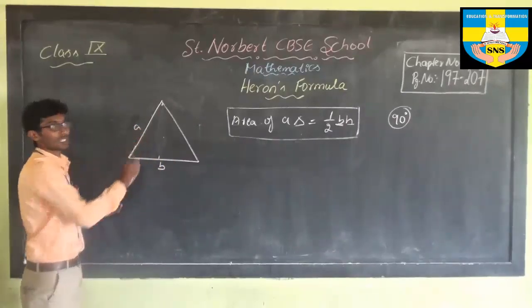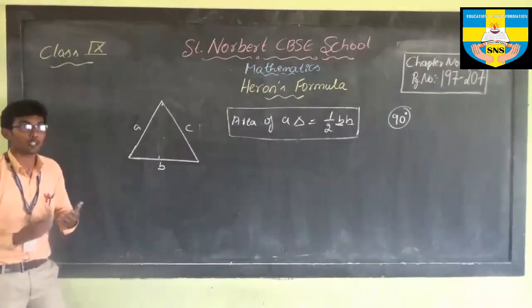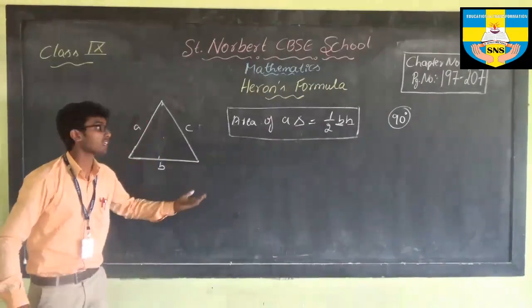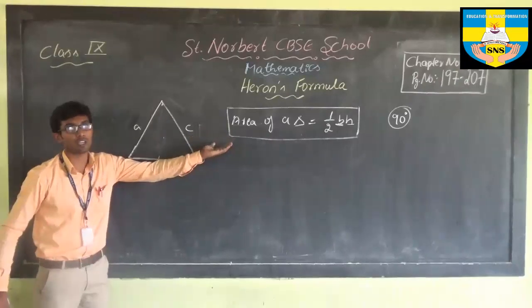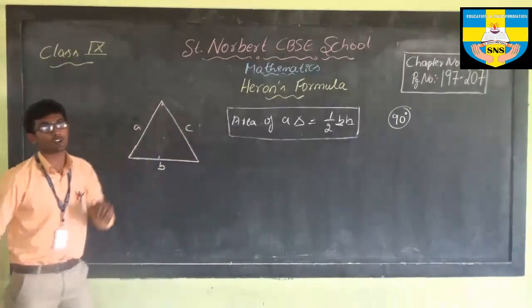Suppose you don't know the height, you know only two sides, right? You know two sides of the triangle, still you need to calculate the area. You know three sides of the triangle, you need to calculate the area. If it is this type of situation, we can't always depend on this formula. We need to go for the next formula, that is Heron's formula.